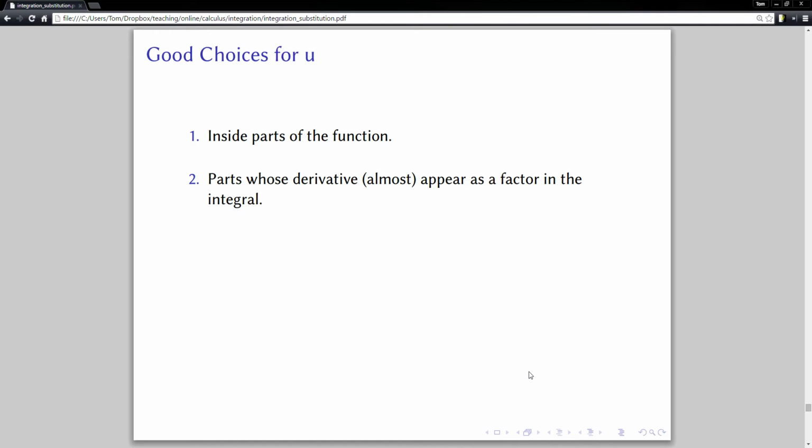And it doesn't have to be exactly 3x squared. That's why I say almost. It could be x squared or 5x squared or 7x squared, where it differs by a constant, because you can adjust your du, and so the constant part of it really doesn't matter that much. If you don't see anything like parts 1 or 2, then the denominators of the function in the integral might be a good choice. So the bottom part of a fraction in there.